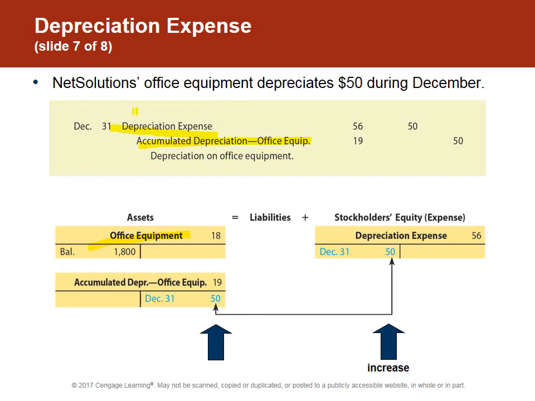It's just an estimate. So my favorite definition is that depreciation is an allocation of an asset's cost over its estimated useful life. You might want to pause and write that down. Depreciation is recorded as an allocation of an asset's cost.